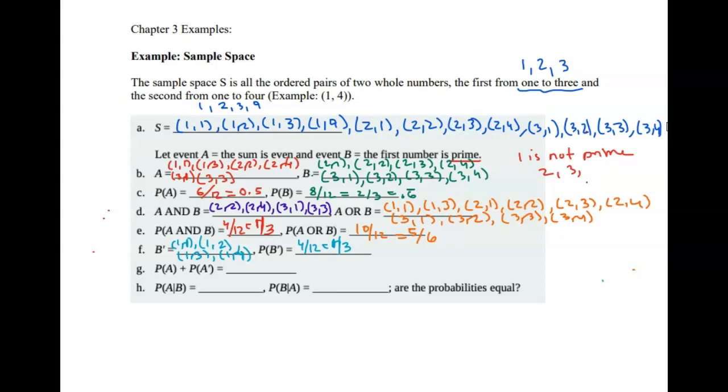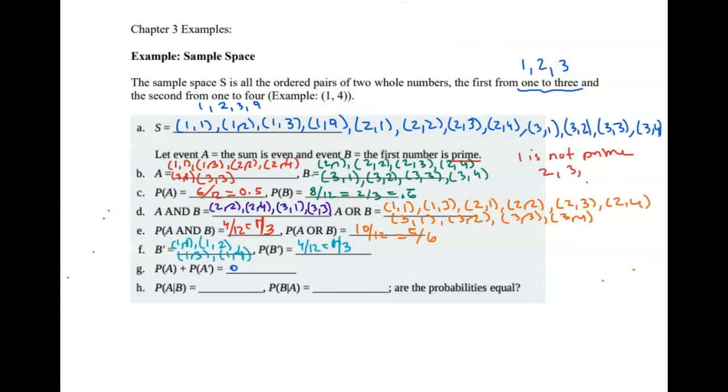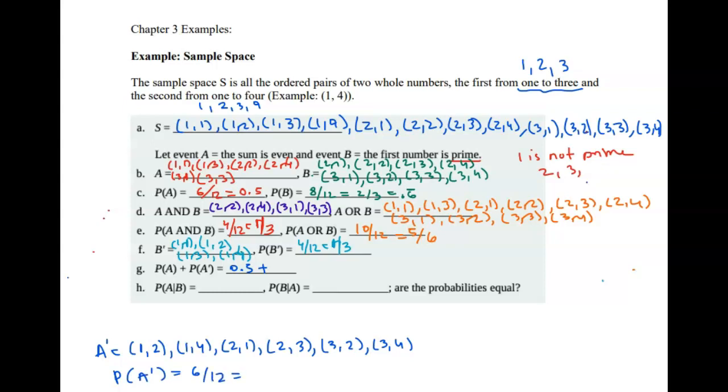Now we want P of A plus P of A prime. I know that probability of A is 0.5 or 1/2. Probability of A prime is all the stuff that's not in A. So here I have 1,1, 1,3. It's basically where the sum of the numbers is odd, the opposite of the ones where the sum is even. So this is 1,2, 1,4, 2,1, 2,3, 3,2, and 3,4. There are 6 occurrences here. P of A prime is 6 over 12, which is also 1/2. So 0.5 plus 0.5 equals 1.